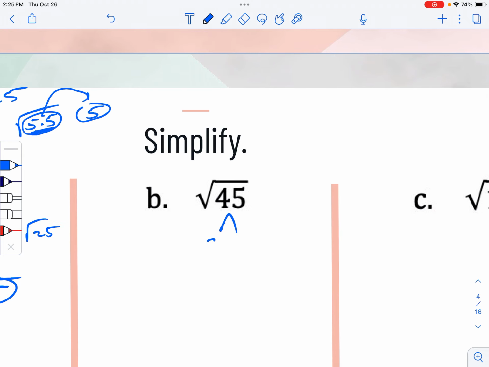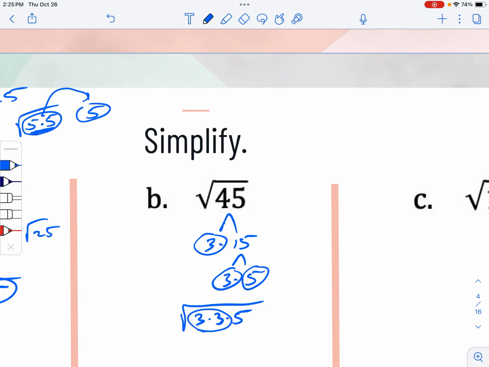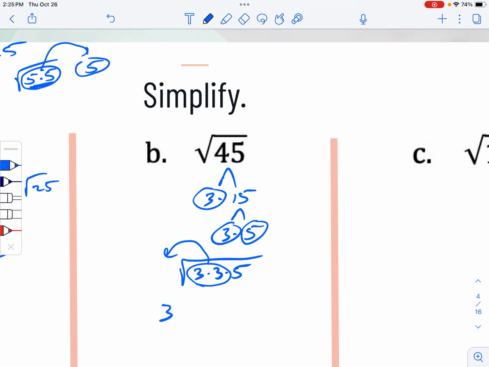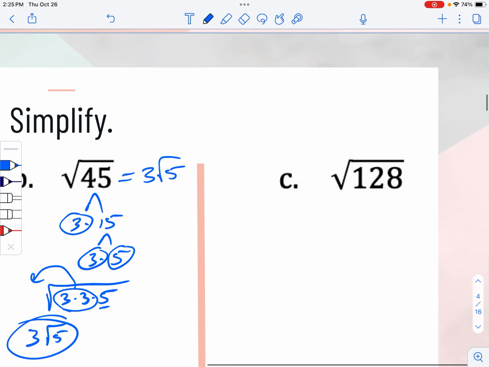45. What do we got? 3 times 15. And we just want all the prime numbers. That's usually what we break these down to. 15 is 3 times 5. I circle them because they're both prime. So this is 3 times 3 times 5. Well, can we take anything out of there? Yeah. There's a pair of 3s. That's like the square root of 9. And the square root of 9 is 3. So that becomes just a 3 on the outside of the square root. And that 5 now stays in there. So 3 square roots of 5. That's what 45 is, simplified as a radical.